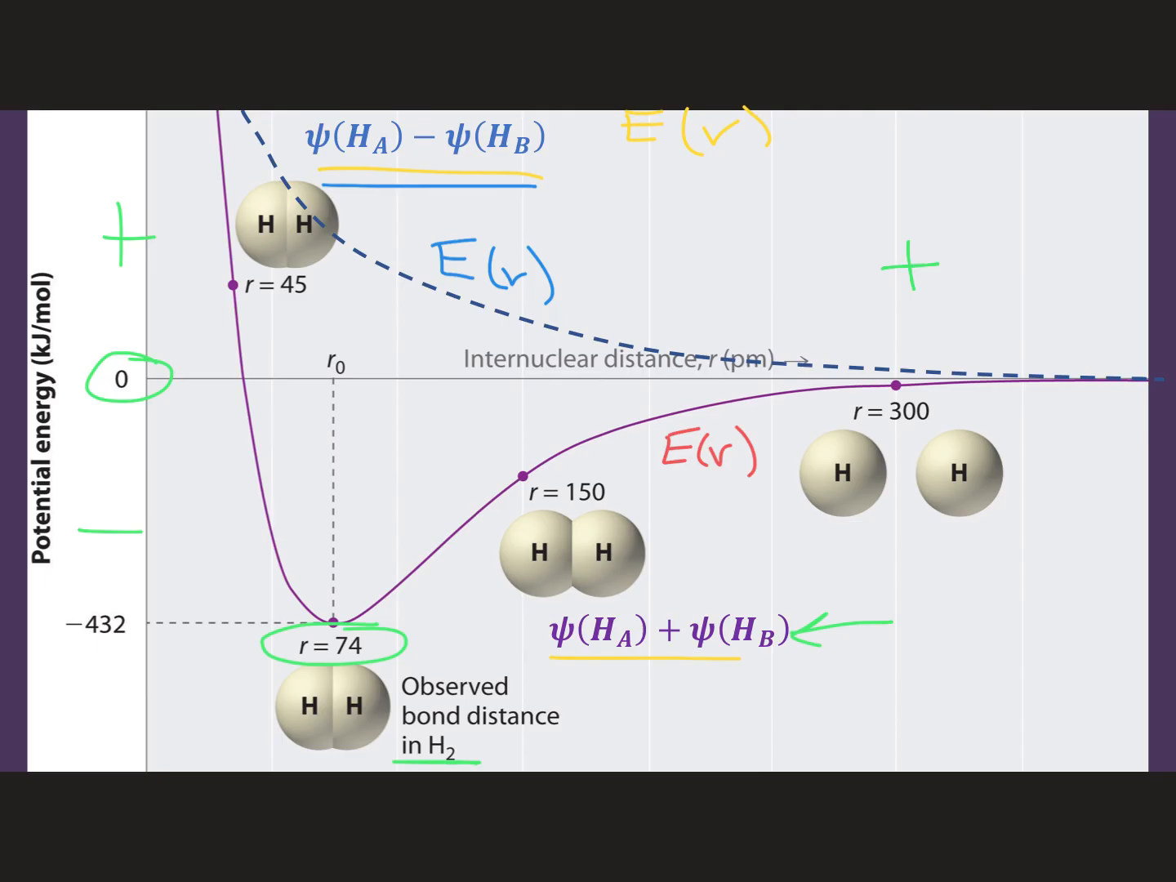Therefore, we would say that this linear combination is a repulsive state. In other words, if we try to populate that, it will never be stable. So the only way we can form a stable combination for hydrogen is if we add these two together. That's where we see that a bond actually forms.